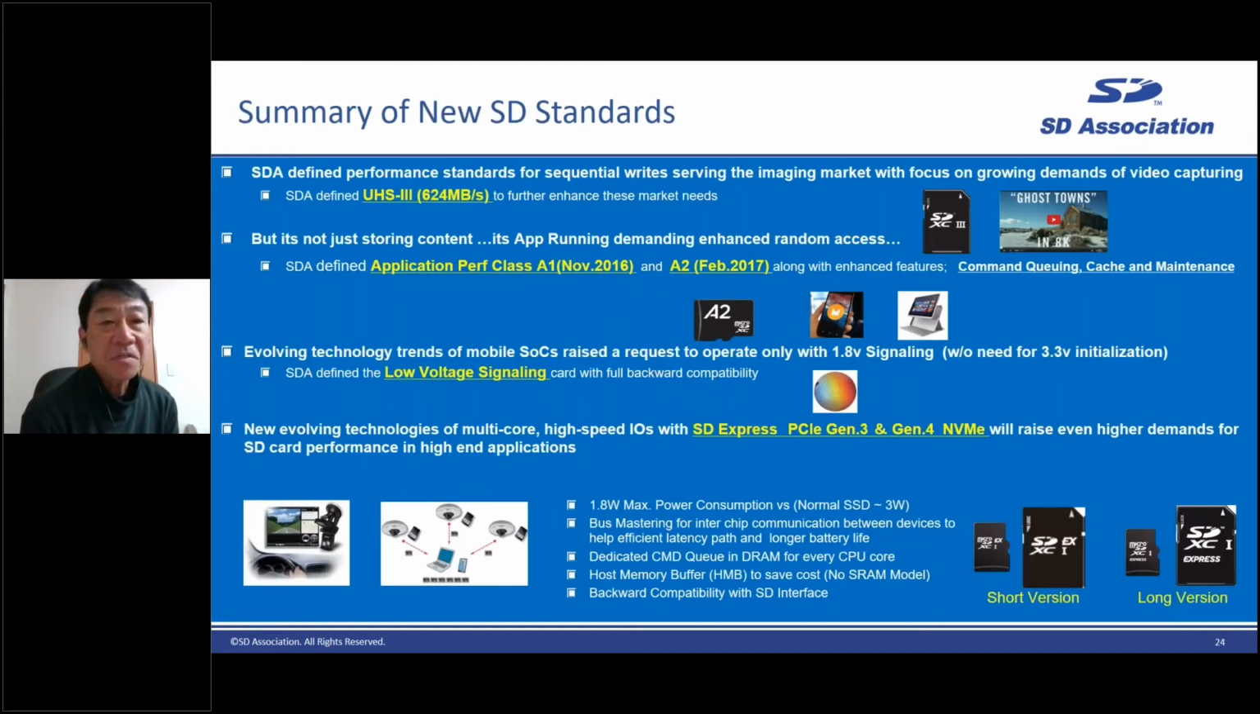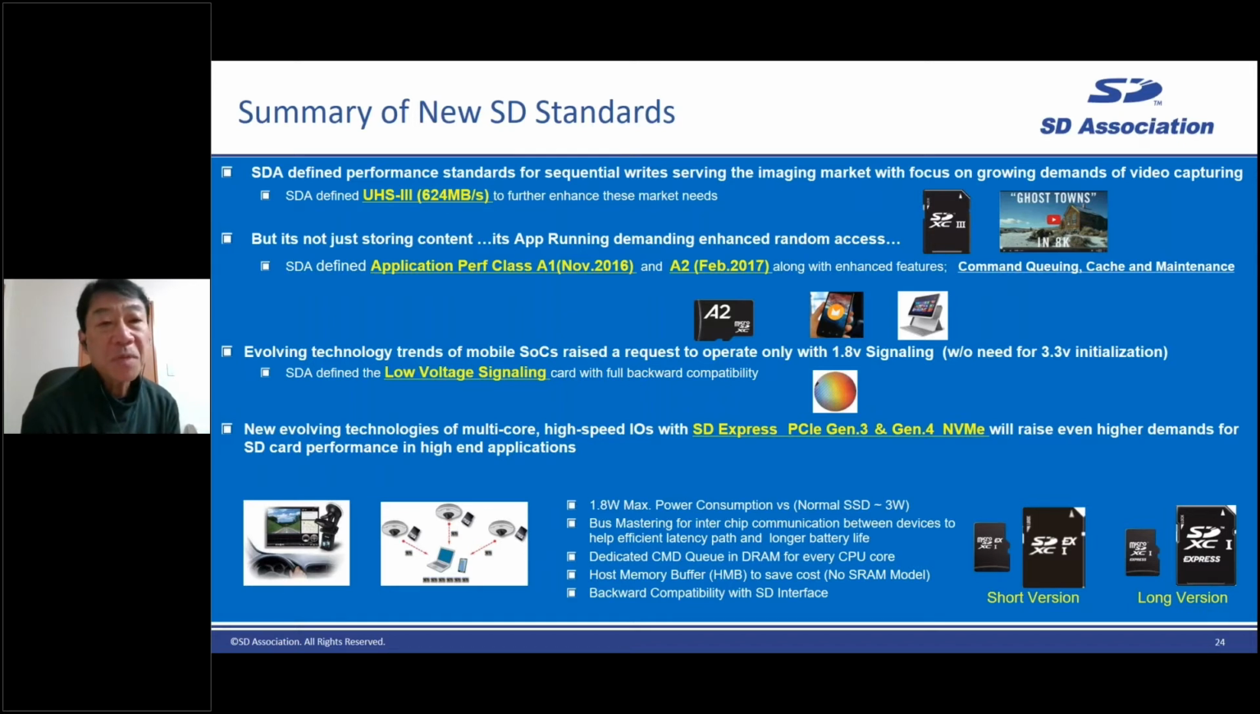Okay, so the summary today is focused on how we, the SDA, have regulated our specification on standard SD interfaces UHS-I to III, which is regulating up to 624 megabytes per second. And not only for the higher speed bus interaction, but also the implementation for mobile devices, especially mobile phones for application learning support.